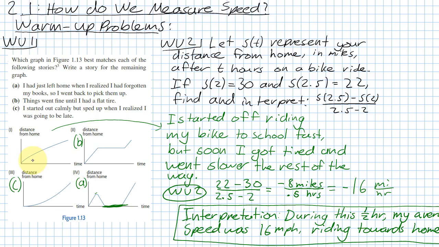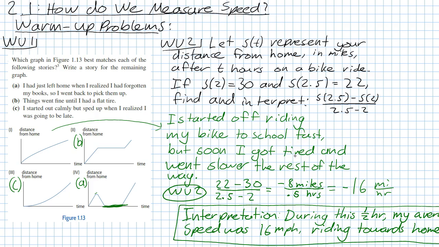And then D, the story I made up for it looks like it's steeper at the beginning for a bit here, and then flatter. It kind of steadies out to a flatter slope, meaning a slightly slower speed than it was at the beginning. It's a little bit concave down with that shape. So I just said I started off riding my bike to school fast, but soon got tired and went slower the rest of the way.